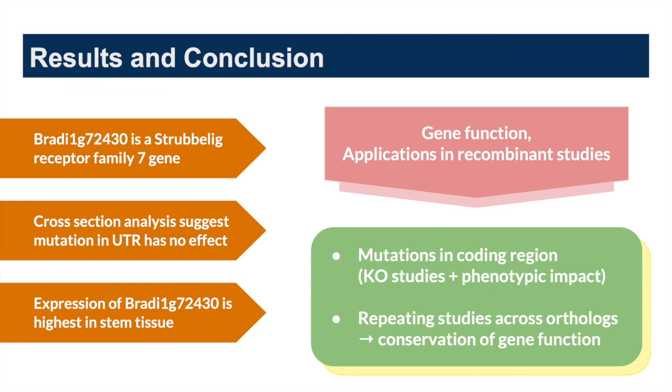Its expression is greatest in the stem tissue, and the benefits of these findings can help us better understand the gene function as well as the organism as a whole, and this can be used in applications in recombinant studies or technology and can potentially help us understand that mutations in the coding region of the gene through knockout studies may have phenotypic impacts.